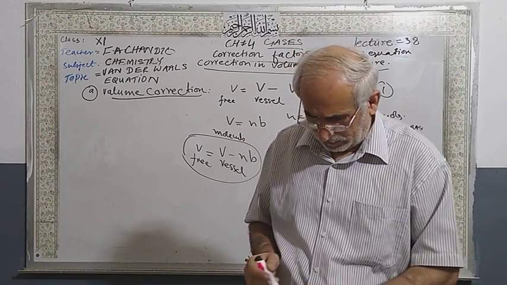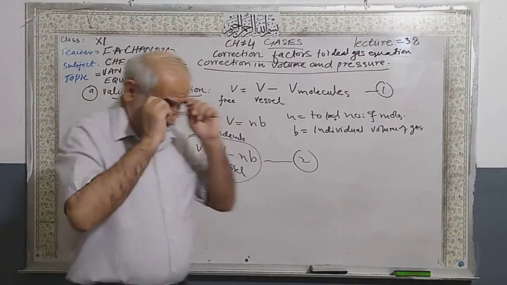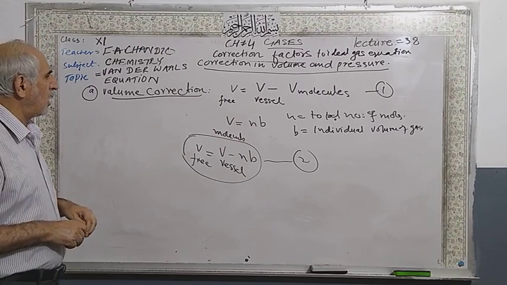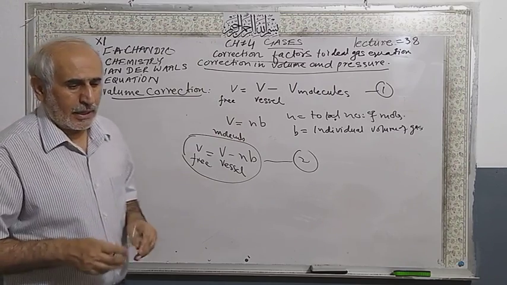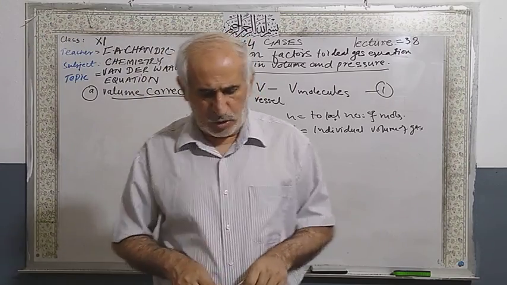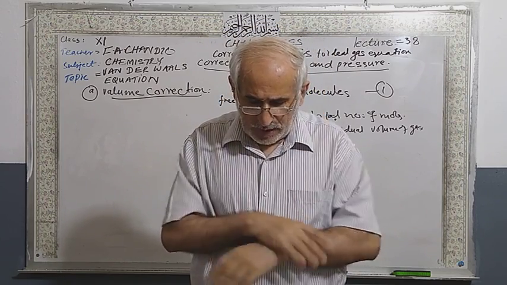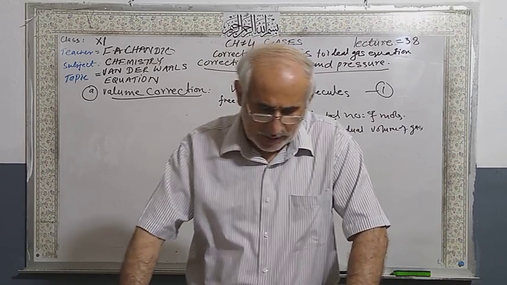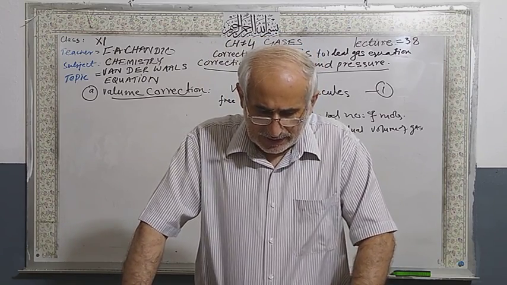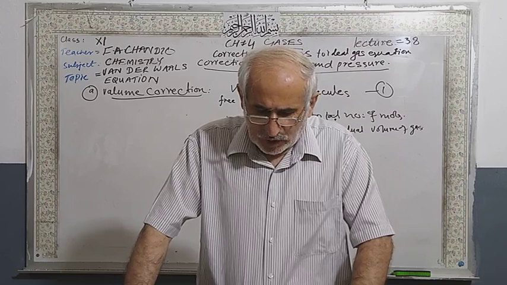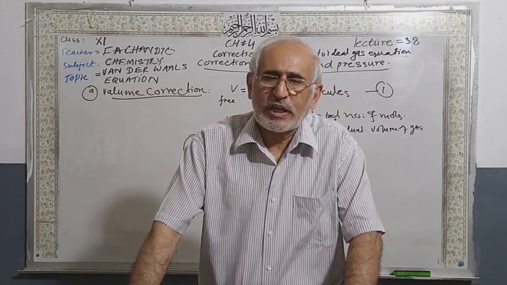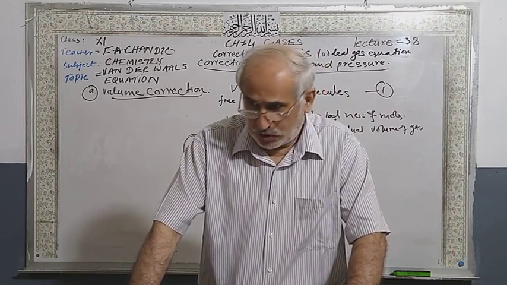So this is called the volume correction. Again I am telling you, the volume correction is that van der Waals thought that some of the volume of the vessel is occupied by the molecules of gas, and that volume is not available for the free movement of the molecules.